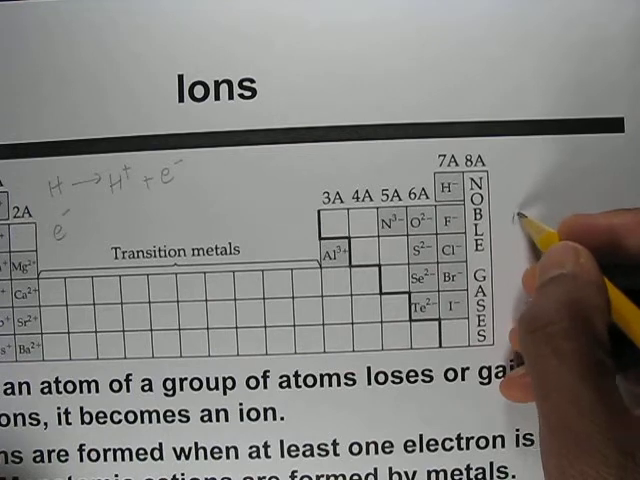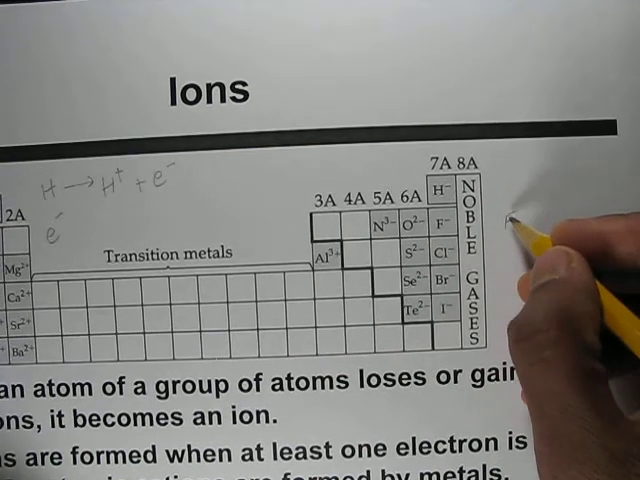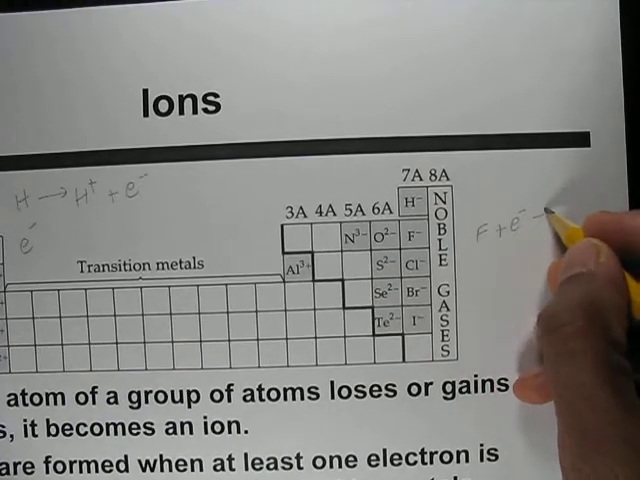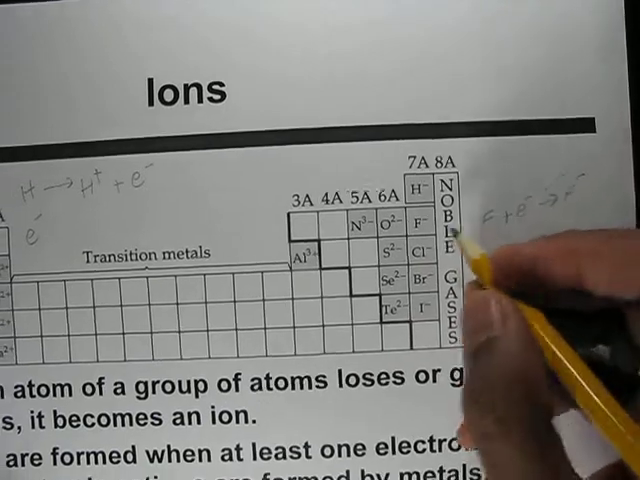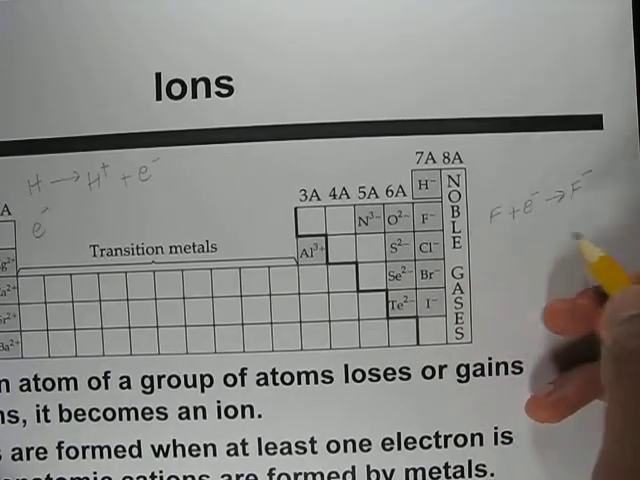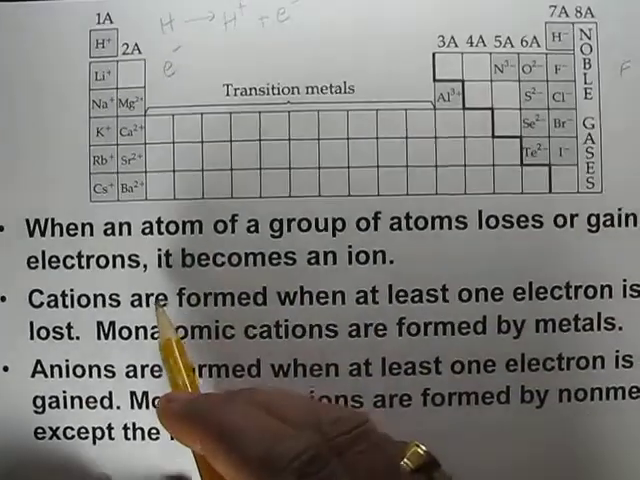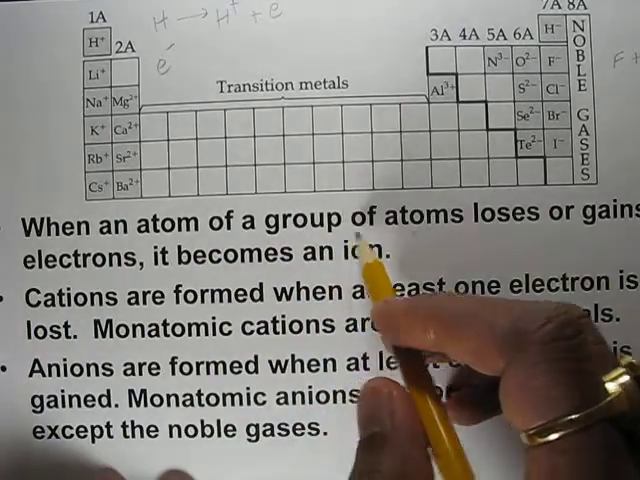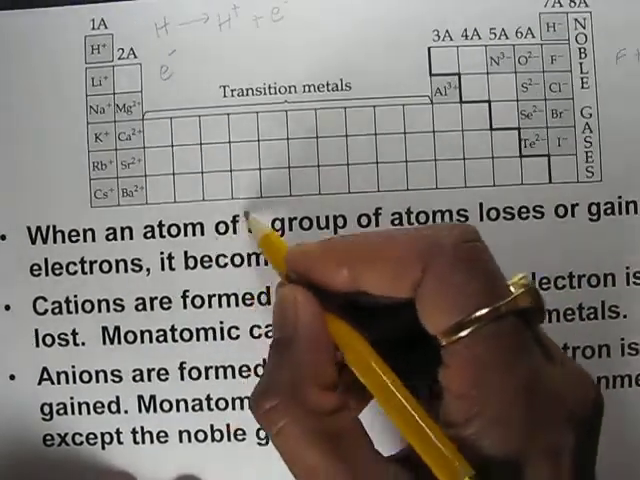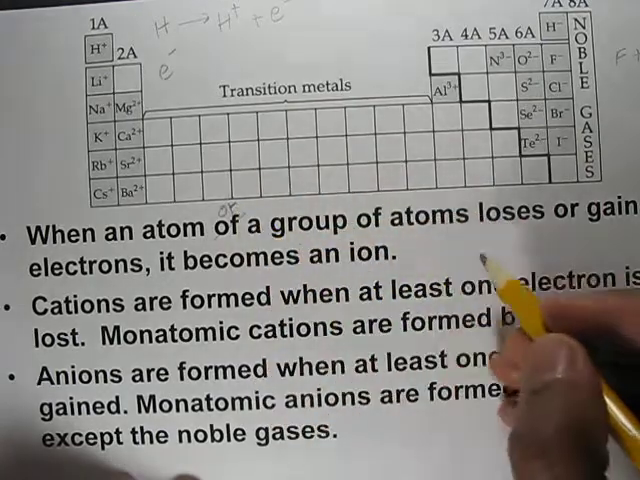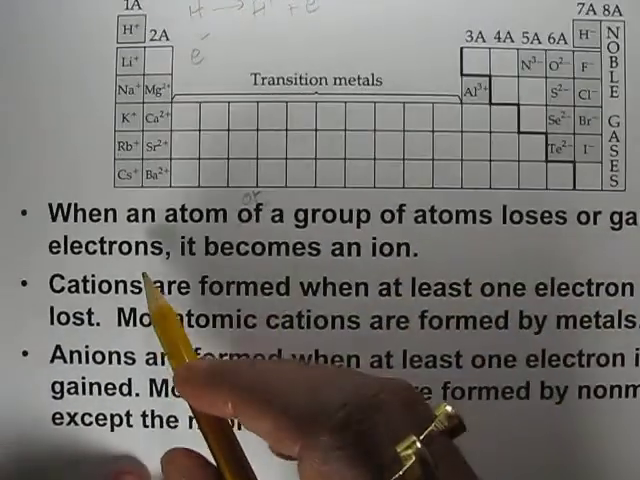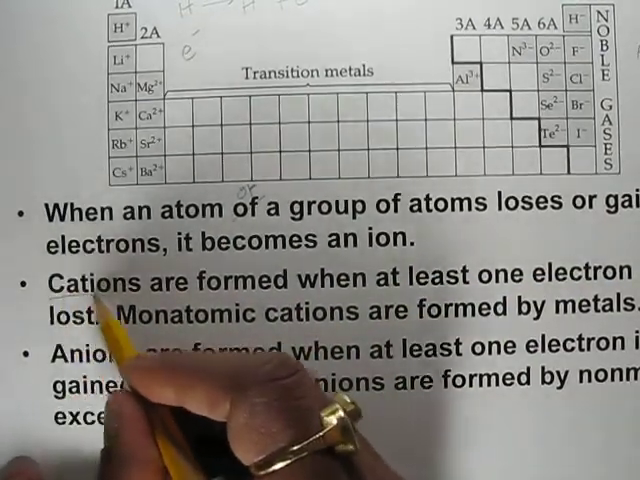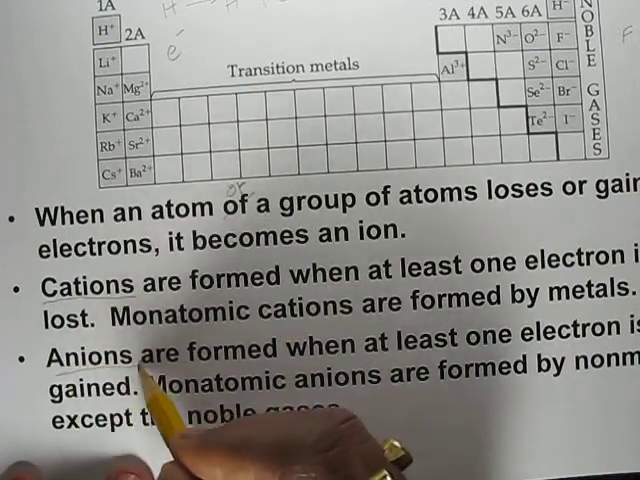For example, fluorine is an atom, there is no charge, but when it gets an electron it becomes a fluoride ion, right? So when any atom gets an electron it gets a charge. So when an atom or a group of atoms loses or gains electrons, it becomes an ion. Now there are two types of ions, number one cations and second anions.